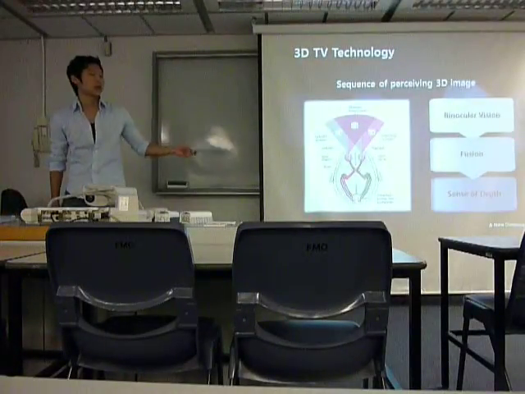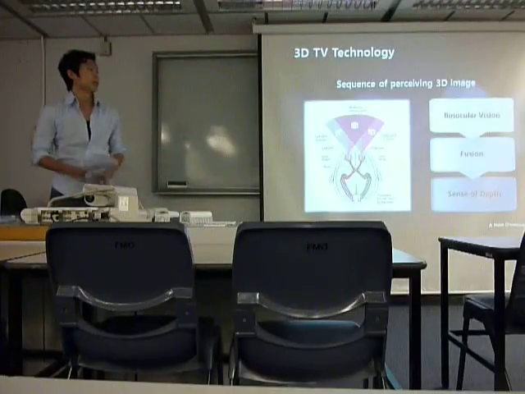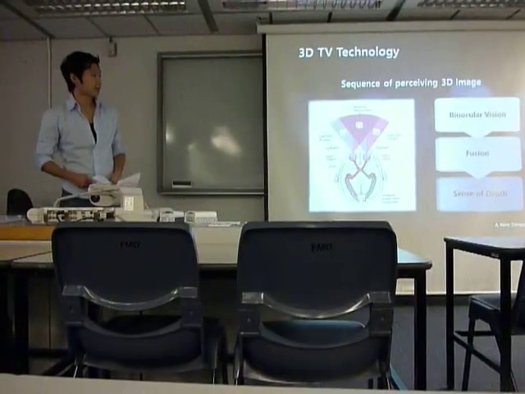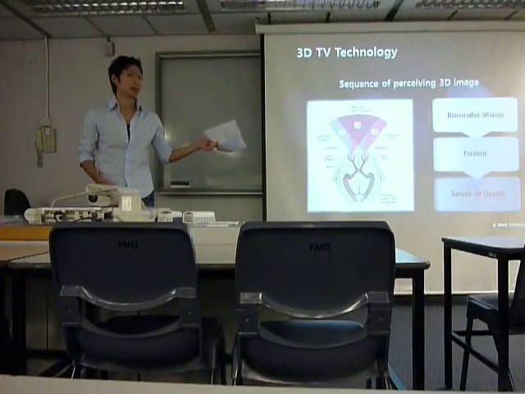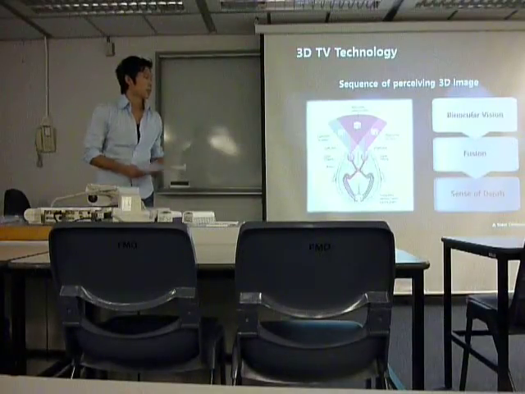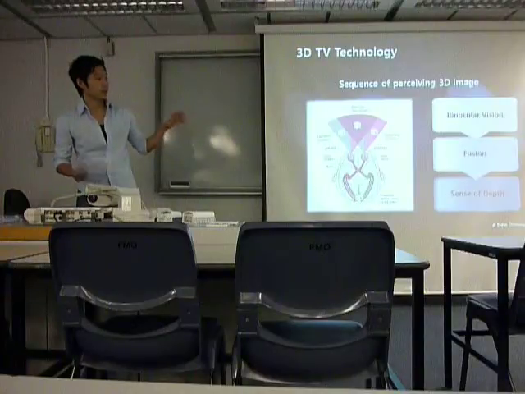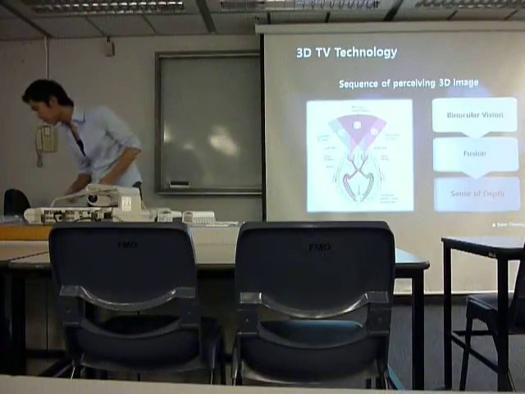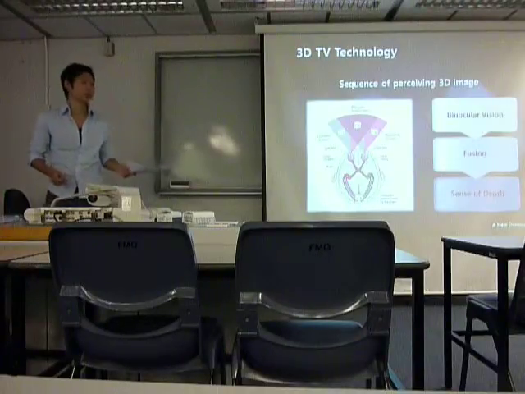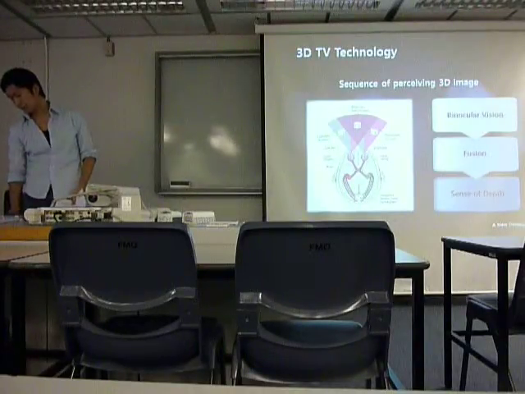These are the 3 steps by which a person perceives a 3D effect. First, with binocular vision, a person uses his eyes to look at things, and in the brain it fuses 2 different images into one, and then it gives a sense of depth, which gives the 3D effect.